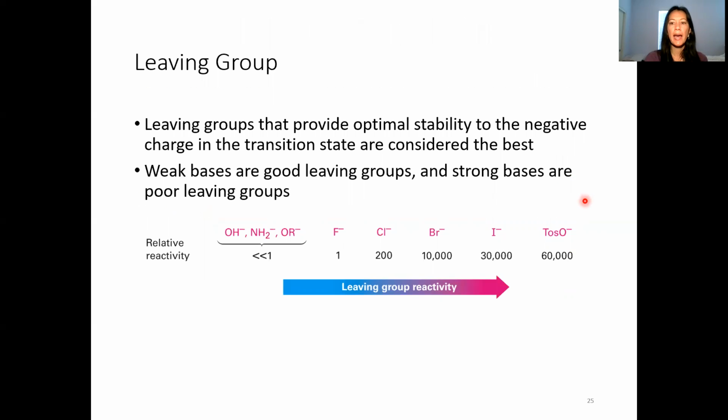Leaving groups that are better stabilized to the negative charge are better. So tosyl, or the tosylate here, is better than iodide, which is still very, very good. Bromide is still pretty good. And then it drops off with chloride and fluoride. And then these hydroxides, already mentioned, these are poor leaving groups. They don't have any real stabilizing factors.